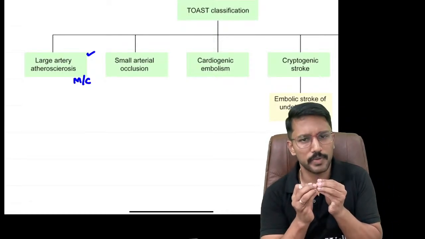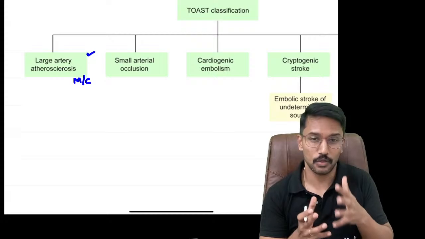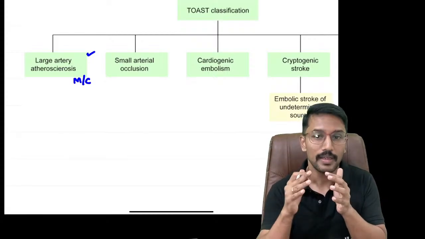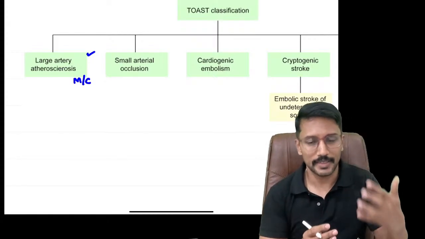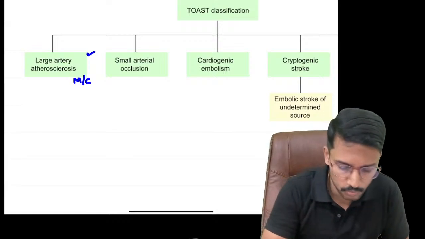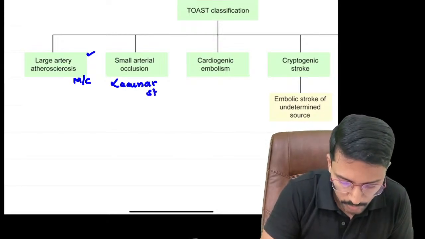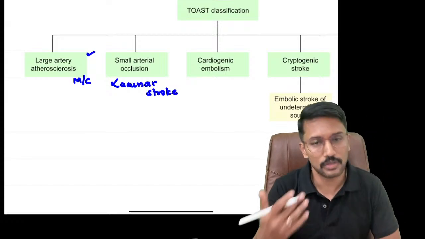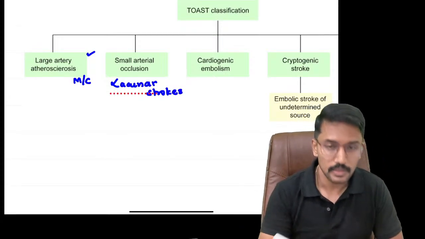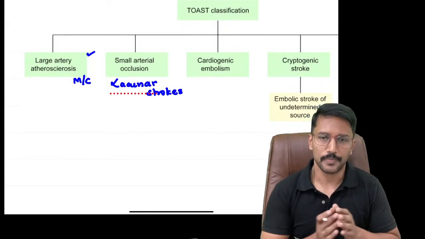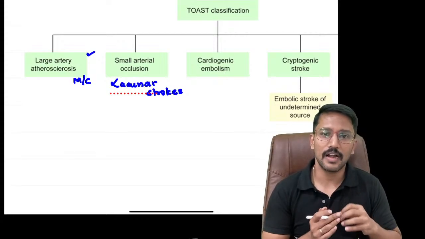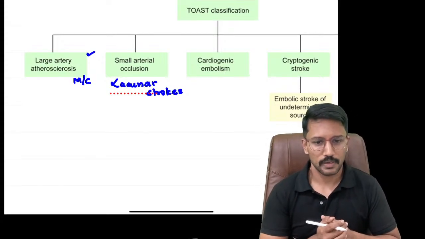Then we have the small arterial occlusion. There are some small branches of MCA and ACA. They are called lenticulostriate branches, very small branches. If they get occluded, and if that is causing stroke, we call it small arterial occlusion stroke. We can also call them lacunar strokes. So I will be doing a small separate session later for the lacunar stroke. Then the third category is cardioembolic stroke.